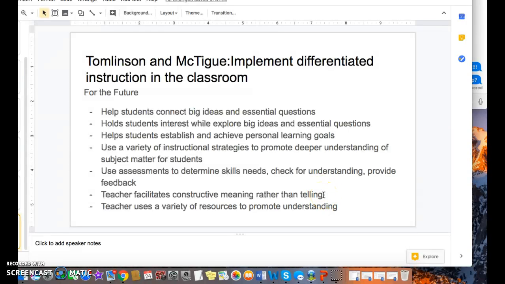And then teacher facilitates constructive meaning rather than telling. So this could be a student goes up to the board and is writing a question or is solving a problem and letting them explain their work. And the teacher asks other students to contribute as opposed to telling students how the student is solving the problem. And then teacher uses a variety of resources to promote understanding. So this could mean using the overhead projector or using whiteboards, just utilizing resources instead of just speaking to make the students feel more engaged and differentiate instruction.